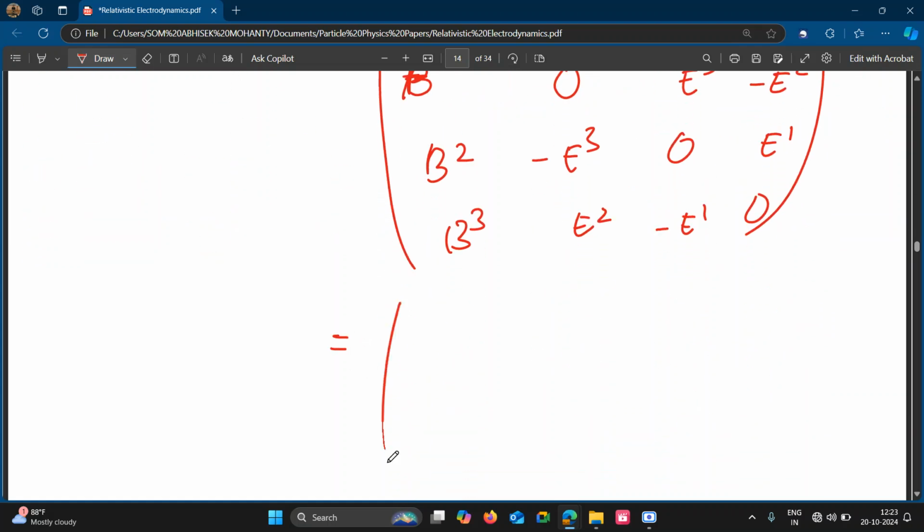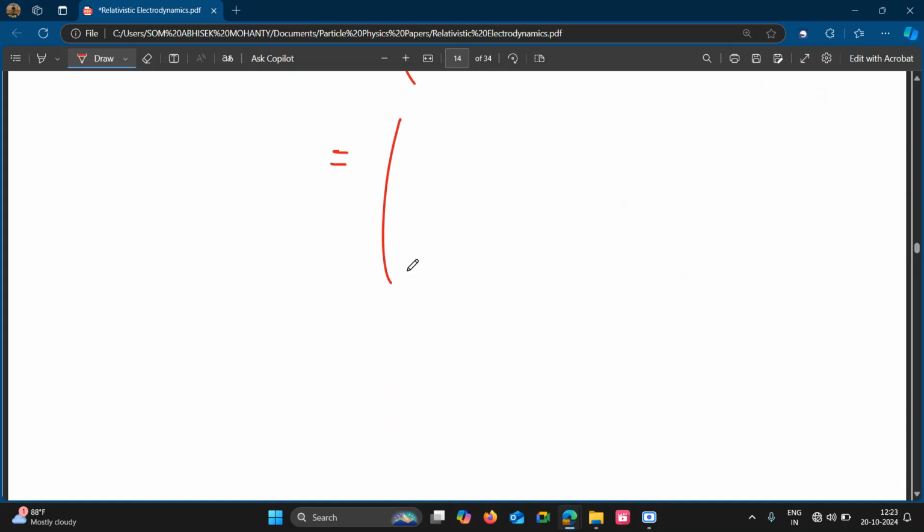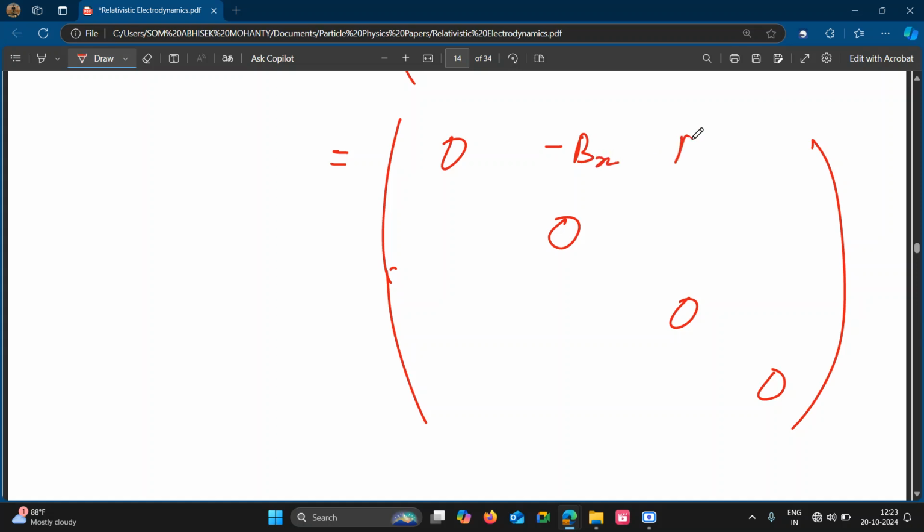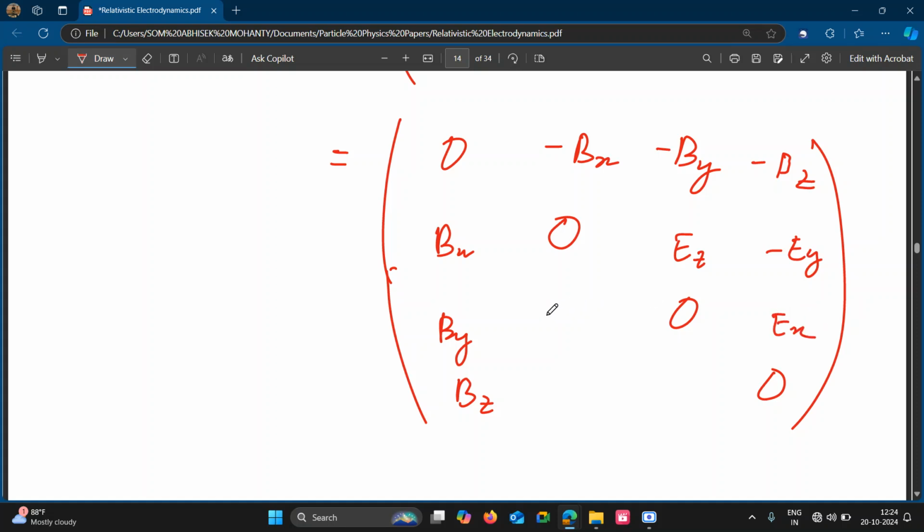Again 1, 2, 3 are X, Y, Z. So we can put it as 0, minus BX, minus BY, minus BZ, then BX, BY, BZ, and the electric terms EZ, minus EY, EX, minus EZ, EY, minus EX. This is an antisymmetric field tensor.